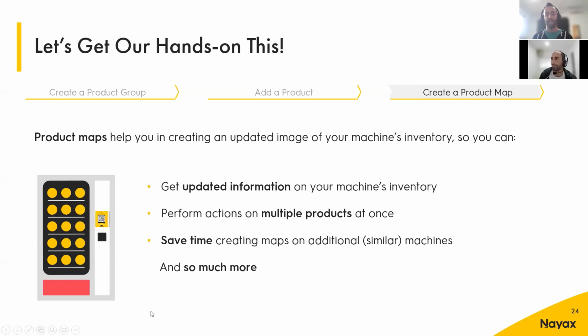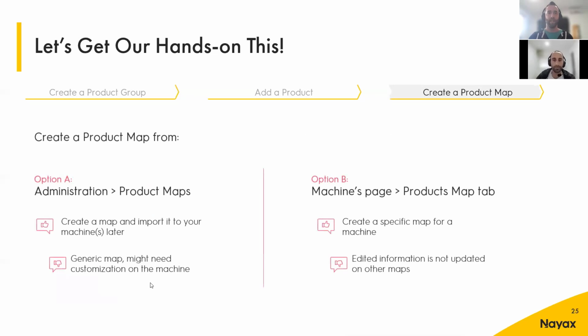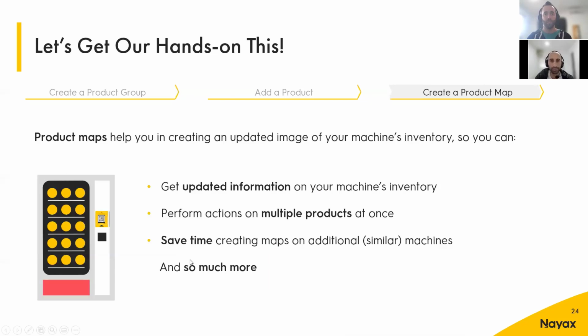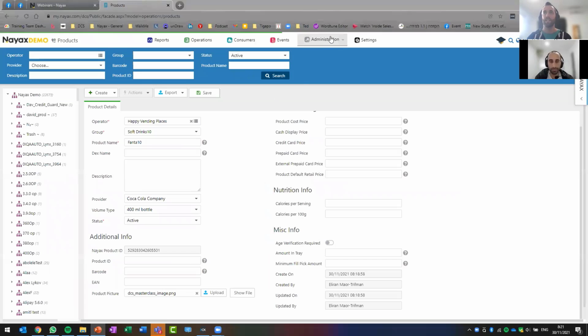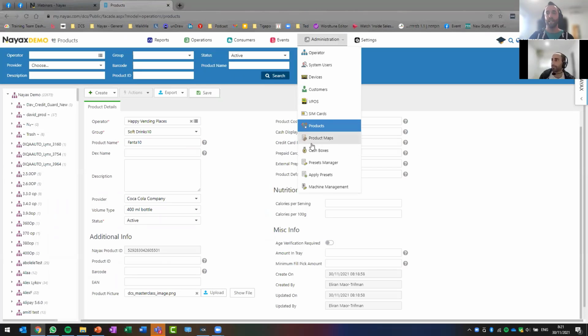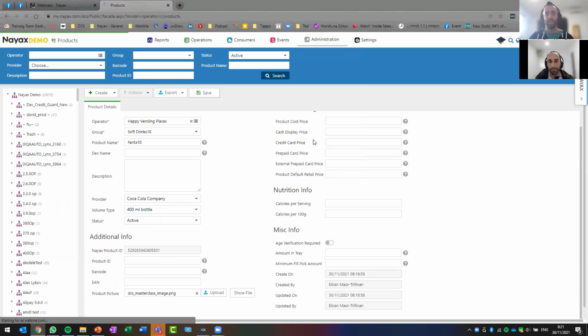Now, by creating a product map, you have basically two ways that you can create. The first way is to create a product map, and I'm going to switch to the DCS. The first way to create a product map is by going to administration and clicking on product maps here. Now we're going to start by showing you this way.